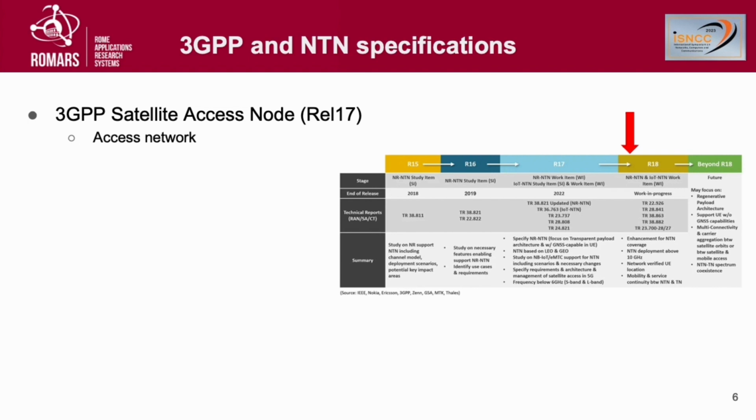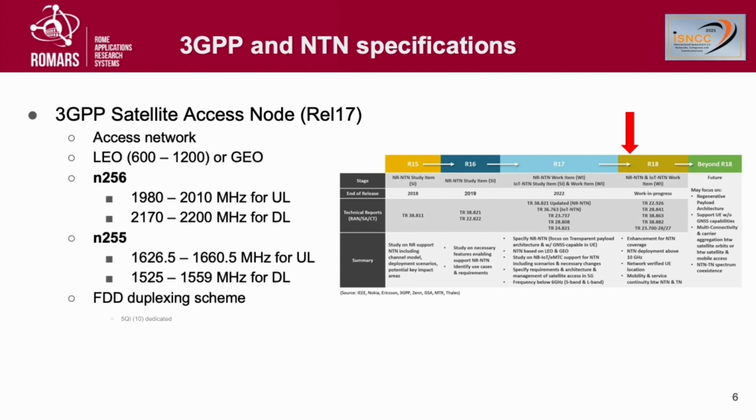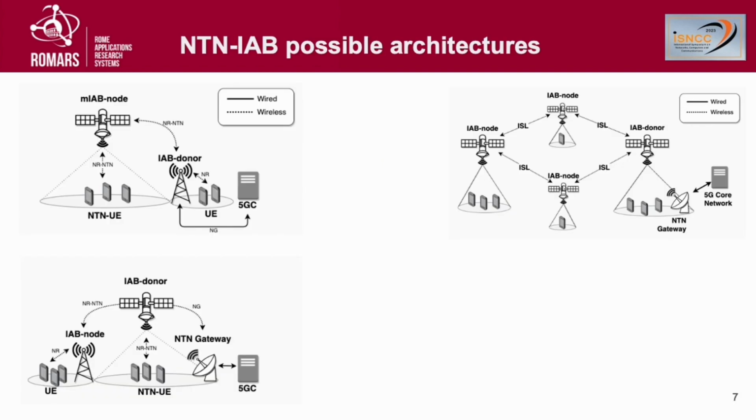As mentioned at the beginning, the satellite access node is specified in Release 17 by defining orbits, frequencies, and even dedicated 5QI for satellite services. Further enhancements are planned for Release 18, which is under discussion. Now I will present a set of possible IAB architectures supporting a satellite component. In particular, two approaches are distinguished: the full satellite and the hybrid approach.